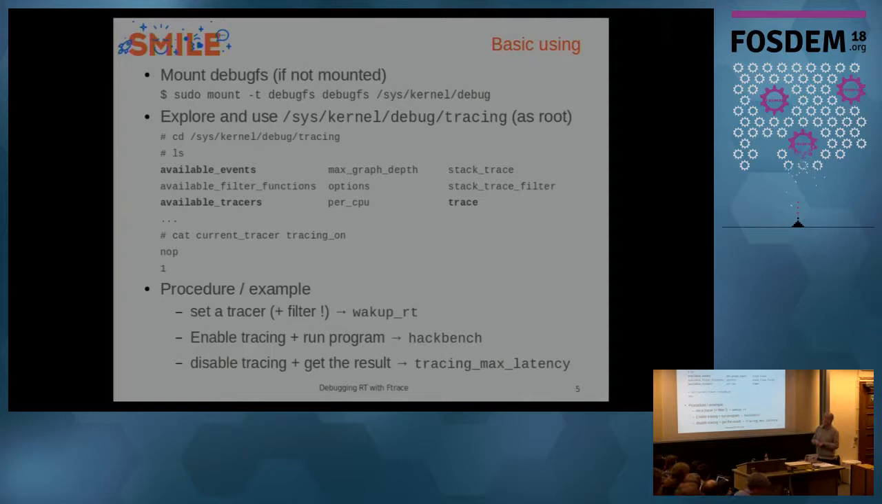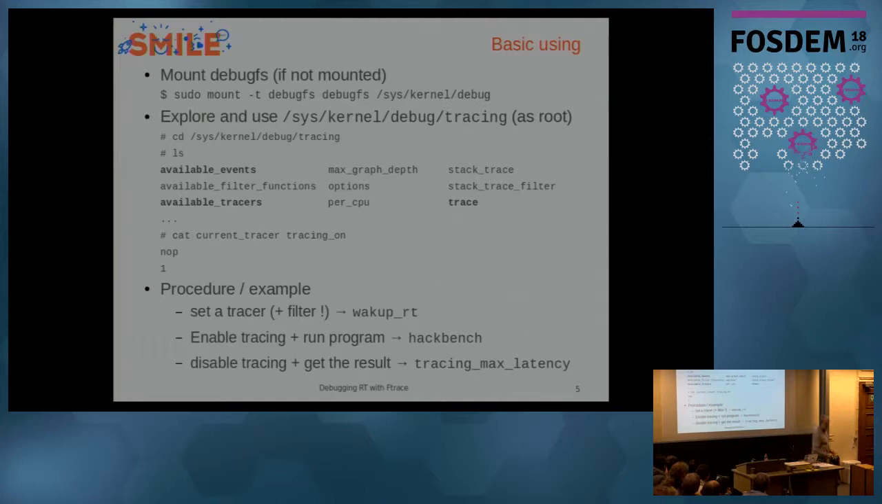There are some important files I put in bold: trace, which is the result of Ftrace, available events, and available tracers. A very important file is tracing_on, which is a switch for activating or deactivating Ftrace. On my Ubuntu, it is default to 1. So you should put nop to current_tracer. Otherwise, you will trace everything, and you will get a Commodore C64 inside of a PC. It's a joke from Steven Rostedt.